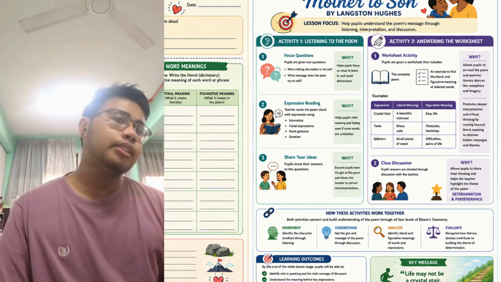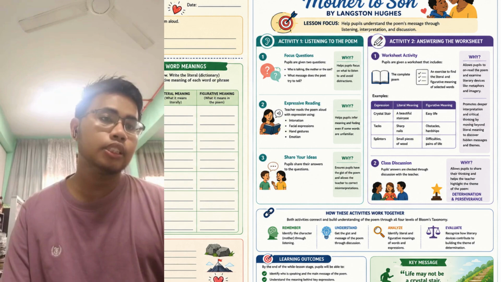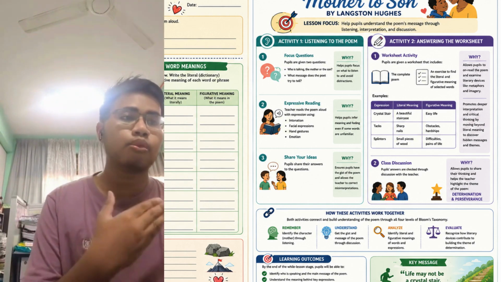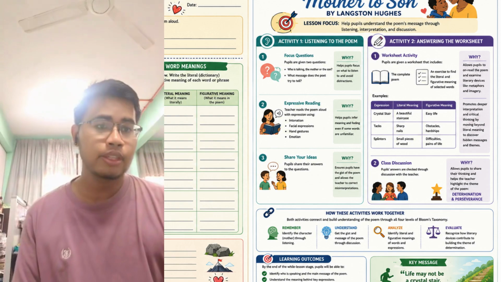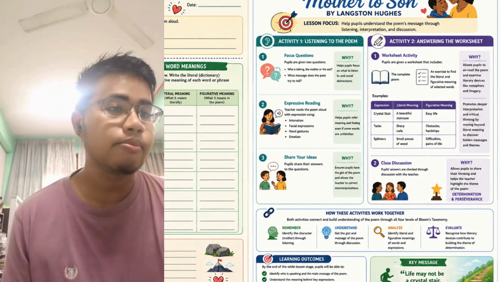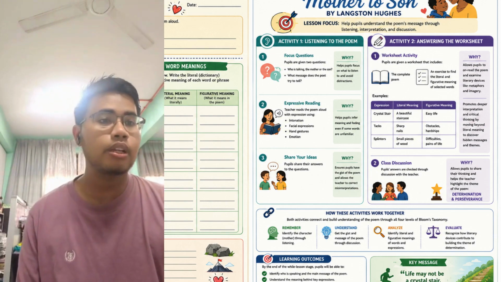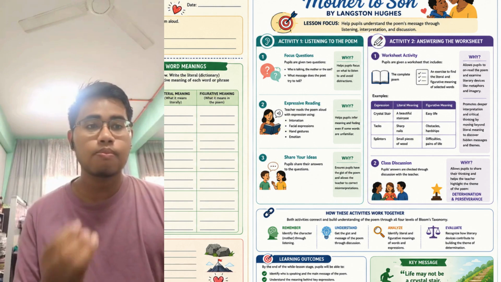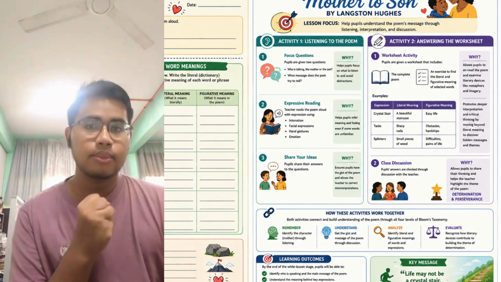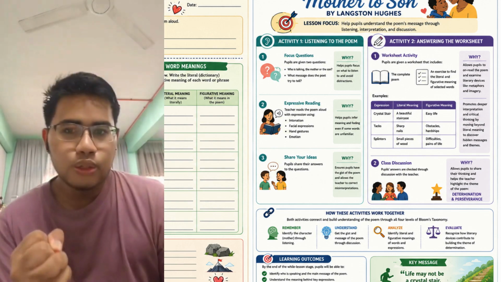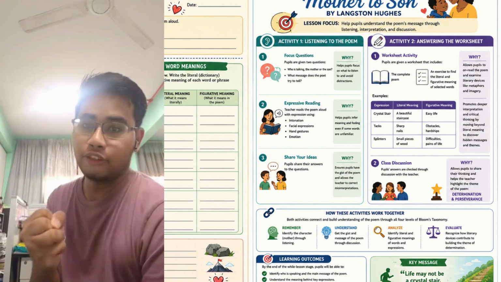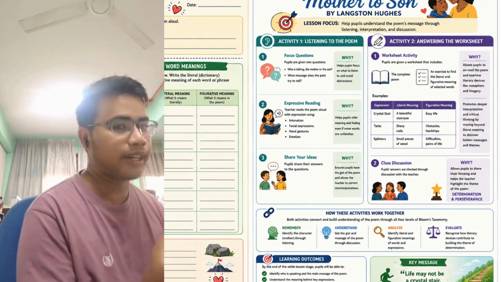The next part is students are asked to listen to their teacher reading the poem with full expression. And this is actually important because when listening to their teacher, students are able to at least guess the meaning of the poem based on the expression. Sometimes you don't need to say that you are angry for people to know that you are angry, something like that.